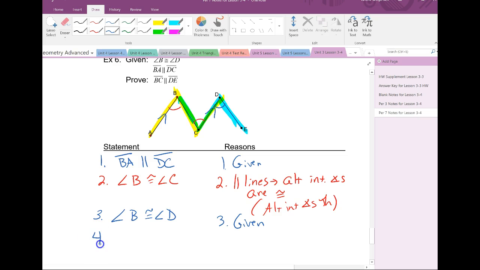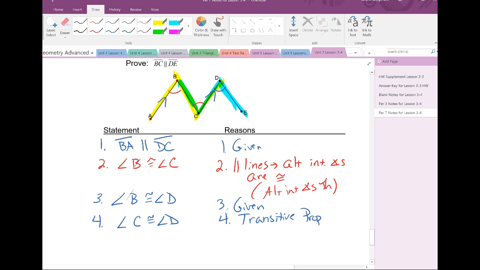Now, is there any way, what can I do with 2 and 3? That's right. I can get the fact that angle C is congruent to angle D by the transitive property. Remember, it's a connector. They both are congruent to angle B, so I know they're congruent to each other. Now look, guys, look at the blue marks I made. Did I make that Z shape? Are angle C and angle D also alternate interior angles?